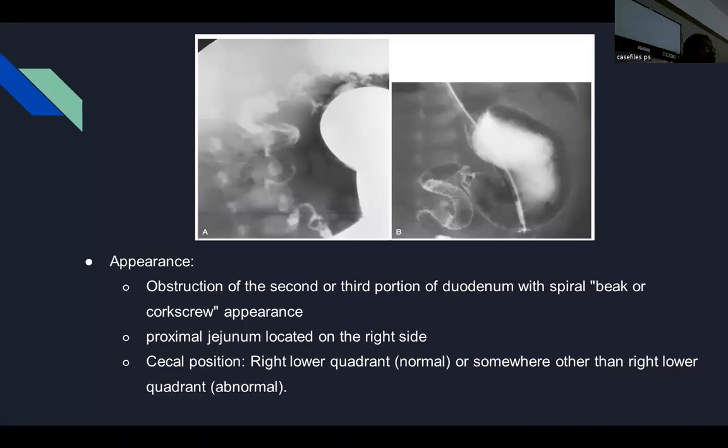Normally, when you operate, even in patients who are not having malrotation, invariably you will find the cecum near the liver only. So normally it is not located in the right lower quadrant. Okay.